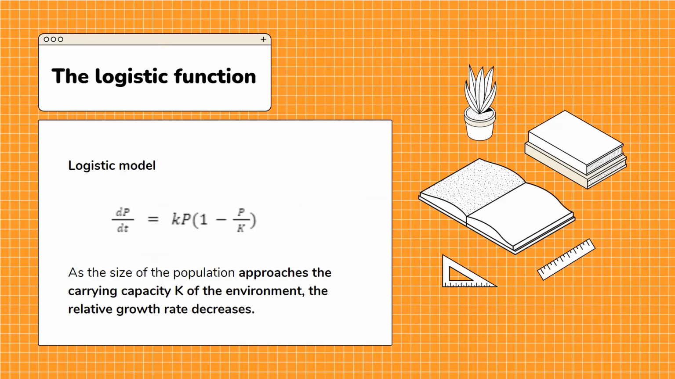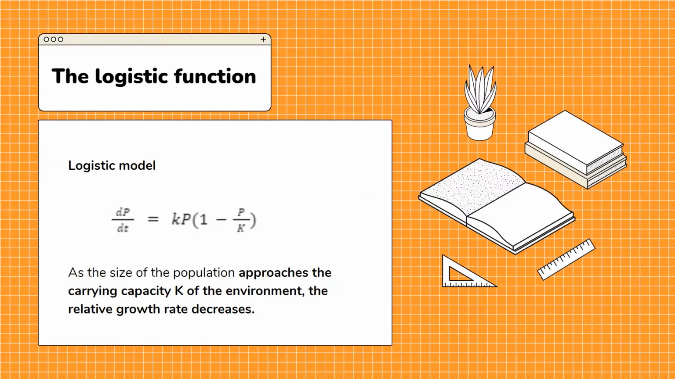This equation is the so-called logistic model. The model reflects the slowing rate of population growth by modulating the exponential growth function to have this factor that approaches zero as the population size, P, approaches the carrying capacity K.